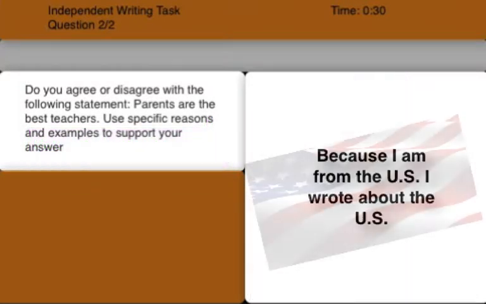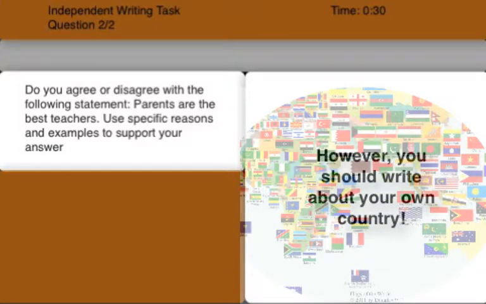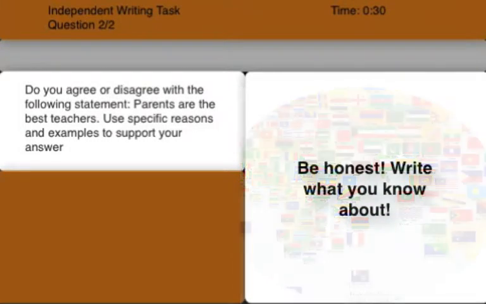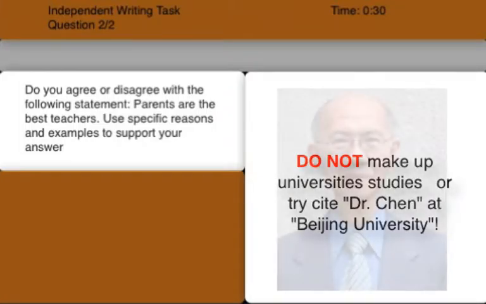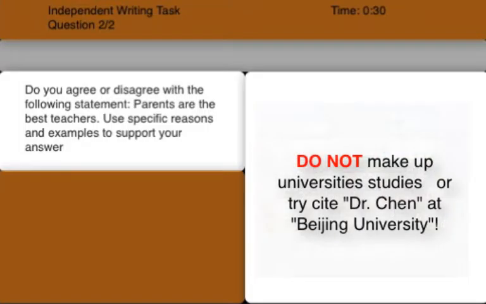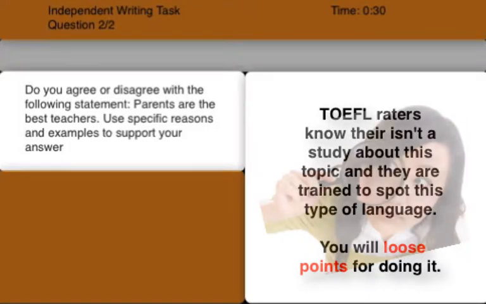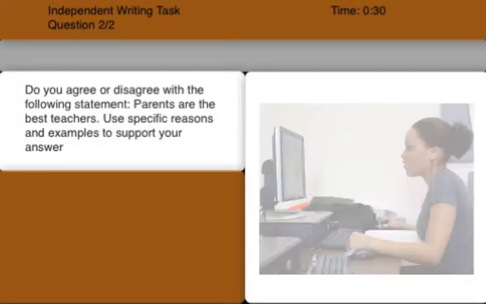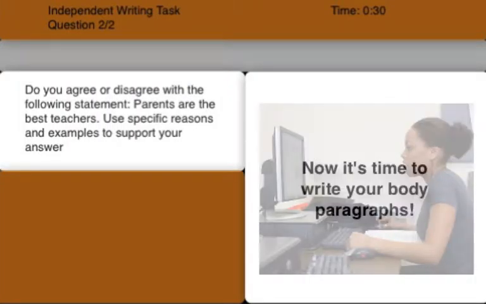Because I am from the U.S., I wrote about the U.S. However, you should write about your own country. Be honest and write what you know. Don't make up university studies or try to cite Dr. Chen at Beijing University. The TOEFL raters are trained to spot this type of language, and you will lose points for doing it. Now it's time to write your body paragraphs.